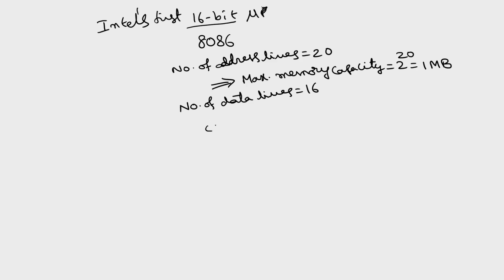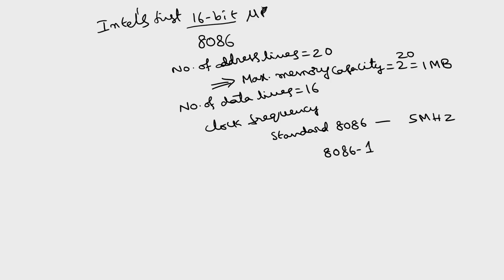And the clock frequency, the speed of 8086 compared with 8085: we have 3 versions. The standard 8086 operates at a 5 megahertz clock, whereas the version 8086-1 operates at an 8 megahertz clock, and the version 8086-2 operates at a 10 megahertz clock. In this way, 8086 is more popular than 8085, which is an 8-bit microprocessor.